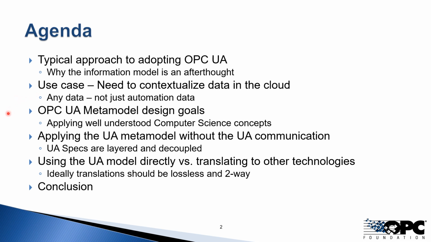Next, we'll take a step back, almost 20 years now from when we designed OPC UA, and we'll talk about what some of the design goals were for that meta model and how we applied some well understood computer science concepts to get where we needed to be. Then we'll talk about applying the UA meta model, in that case without UA communication, and how that's made possible by the layering and decoupling of the UA specifications. And lastly, we'll talk about the possibility of using the UA model directly versus translating it to other technologies, and what some of the concerns and limitations are in that conversion, and any losses that might occur. And lastly, we'll draw some conclusions from the discussion today and think about how the meta model can be used going forward.